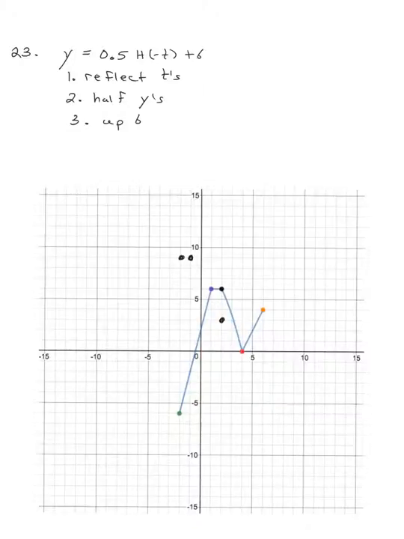This point here, if I reflect it, it goes to negative 4. If I take half of that y value, it stays right where it is. And if I go up 6, it goes to negative 4, 6. And this point here, if I reflect the t value, it goes to negative 6. If I take half of the y value, it goes to 2. And if I go up 6 places, I end up at 8. So that's negative 6, 8.